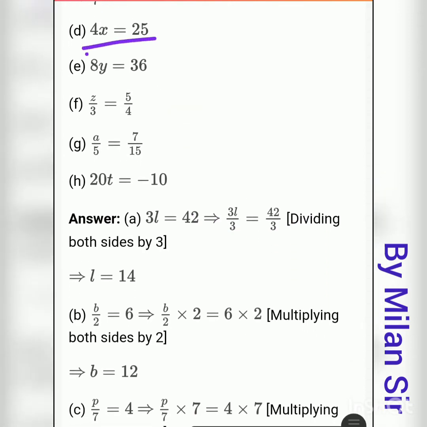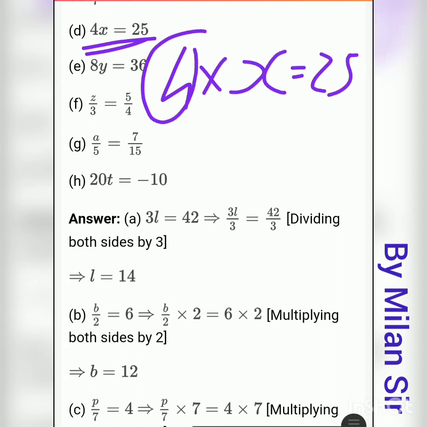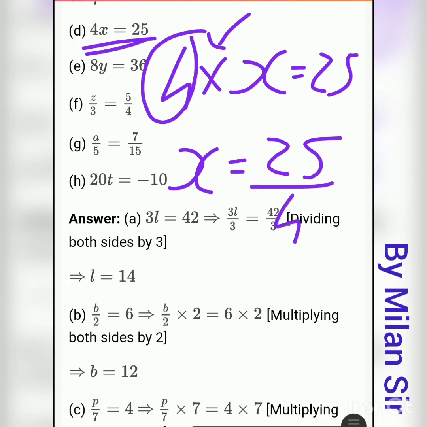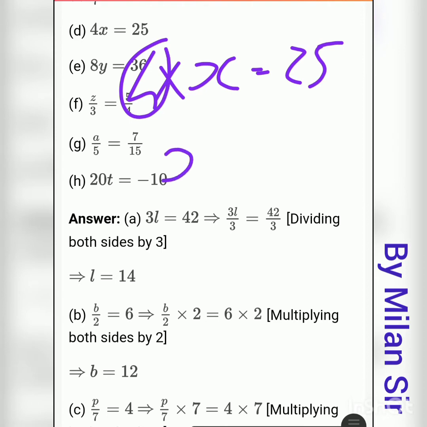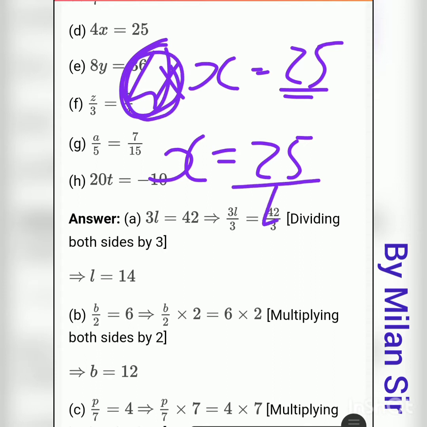After that, 4x is equal to 25. 4x, that means 4 multiply x. Okay, now if we transfer this 4 to the right hand side, right now it is in multiplication with x. If we transfer it to the right hand side, it goes to the denominator, so 25 by 4. Okay, again 4x, that means 4 multiply x is equal to 25. Transfer this 4 to the right hand side. Okay, first of all this 25 as it is, and this multiplication 4 goes to division by 4.